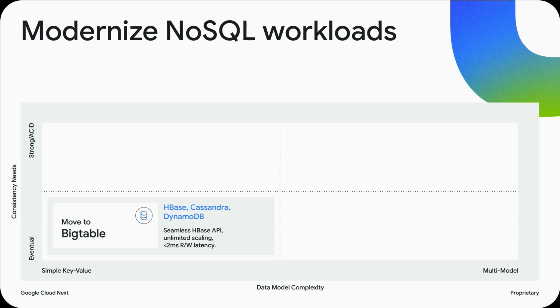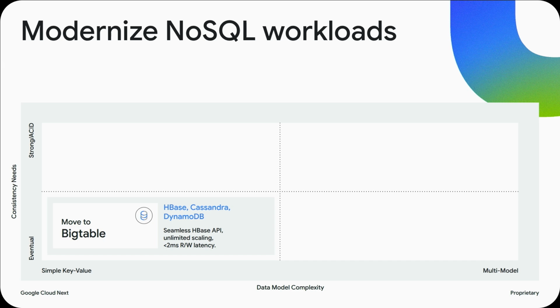If you have eventual consistency needs, simple key-value, Bigtable is a great solution. If you have HBase, Cassandra, DynamoDB, Aerospike, or ScyllaDB, we have seen customers moving to Bigtable. It gives a seamless HBase API, unlimited scaling, high availability, and you might have heard at Next, we also launched something called an in-memory tier. That gives under 2 millisecond read-write, even faster. So you don't need a caching layer in front of Bigtable. It's all included as a part of Bigtable Enterprise Plus.